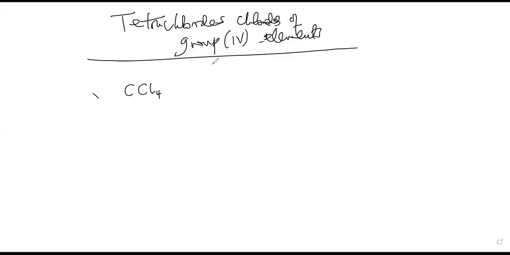You've got silicon tetrachloride, SiCl4. We have got germanium tetrachloride, that is GeCl4. We've got tin tetrachloride, SnCl4. We have got lead tetrachloride, PbCl4. So these are tetrachlorides of group four.